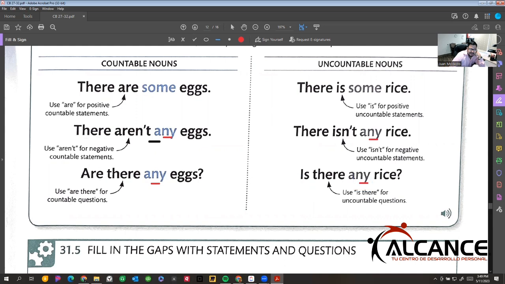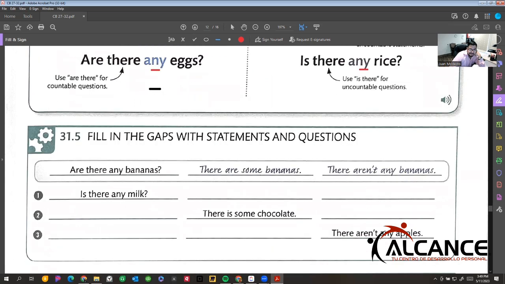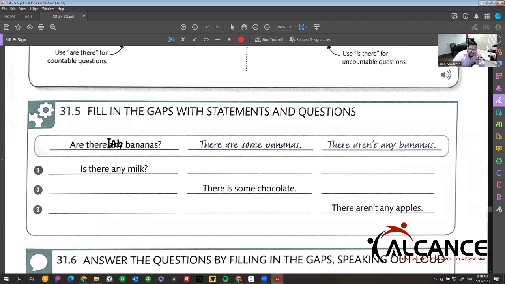Como aquí, there aren't any eggs. No hay huevos. Are there any eggs? ¿Hay huevos? There isn't any rice. No hay arroz. Is there any rice? ¿Hay arroz? So any se usa para todos esos. So for this one, fill in the gaps with the statements and questions. So se hace la pregunta y después se responden aquí.